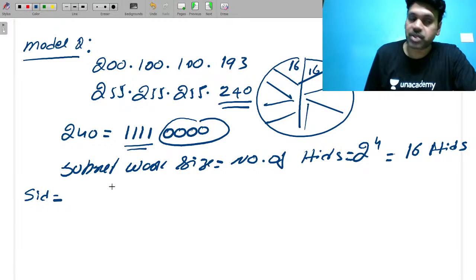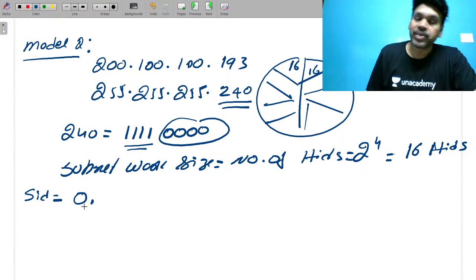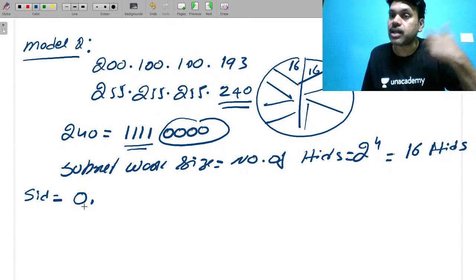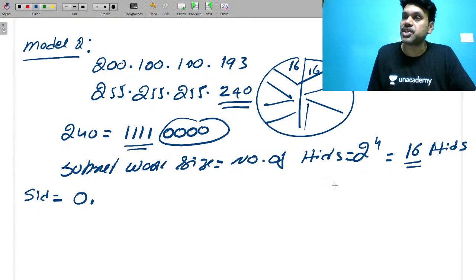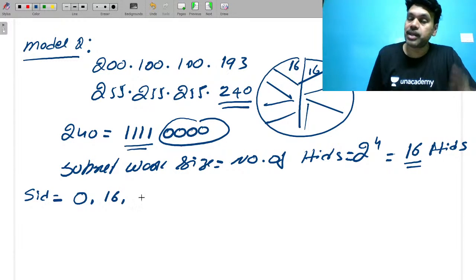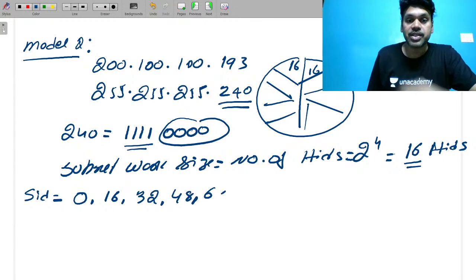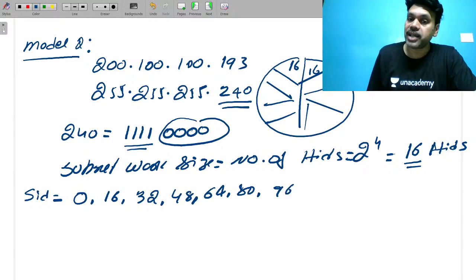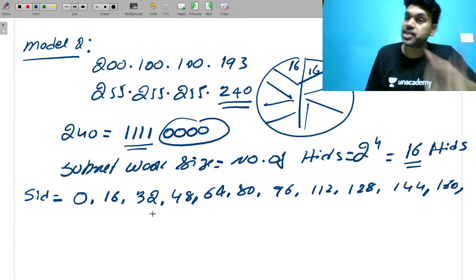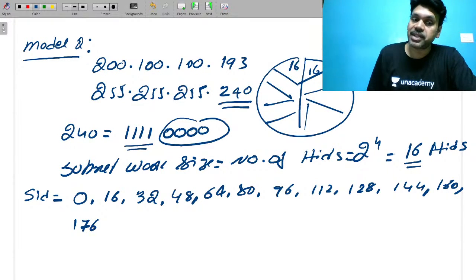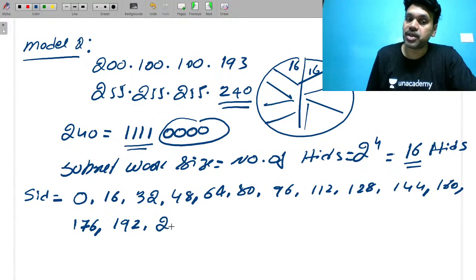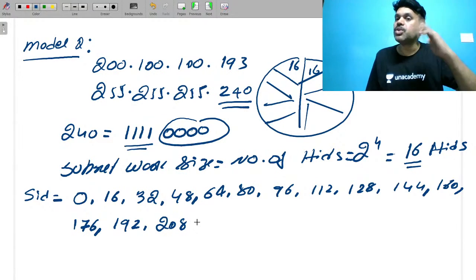Now let us write subnet IDs. First subnet ID is always 0. Next subnet ID is add your block size. What is your block size? 16. Cumulative addition. 16, 16 plus 16 is 32, 32 plus 16 is 48, 64, 80, 96, 112, 128, 144, 160, 176, 192, 192 plus 16 is 208. Stop. You got your answer.